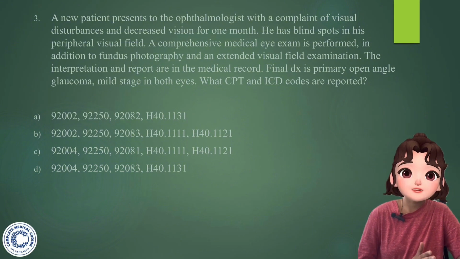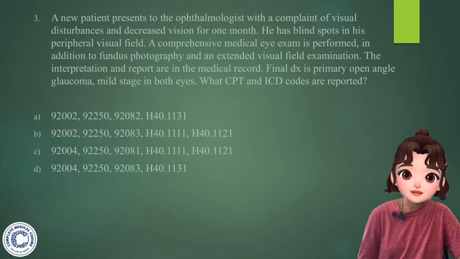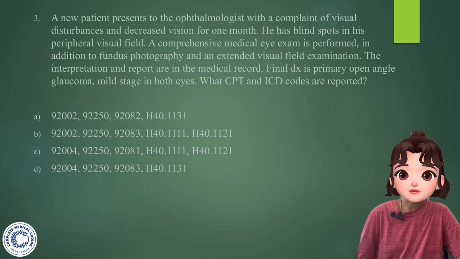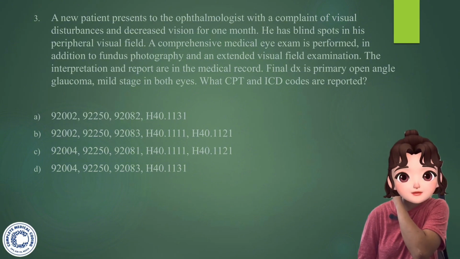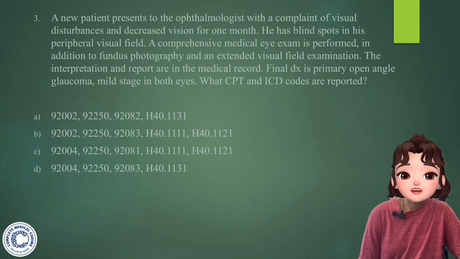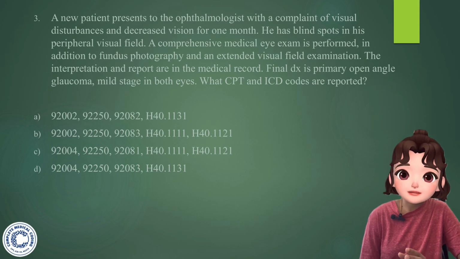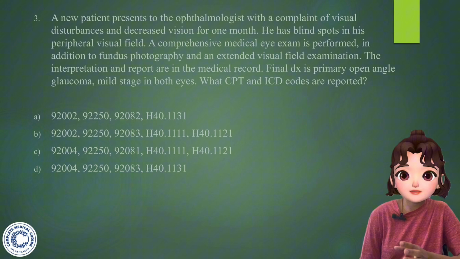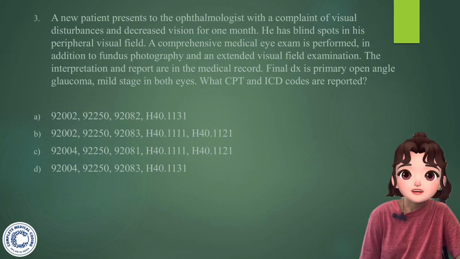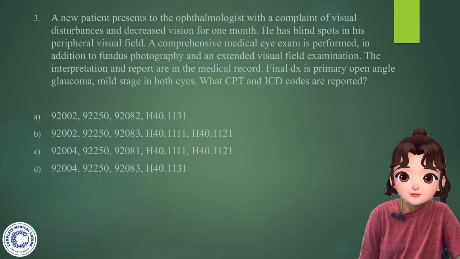Okay, so that is why H40.1131 is the correct code here. Which is there in options A and D only. A and D, H40.1131. So you can directly skip options B and C. Even though those ICD codes are correct, they have marked left and right separately. So don't go with that. Since there is a bilateral code, always use that code only. So the ICD code we got is H40.1131.